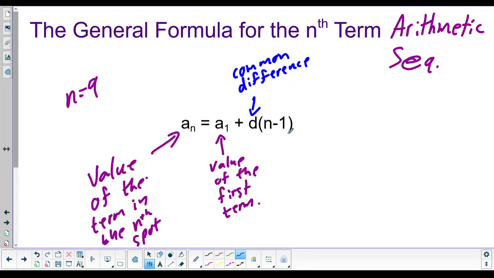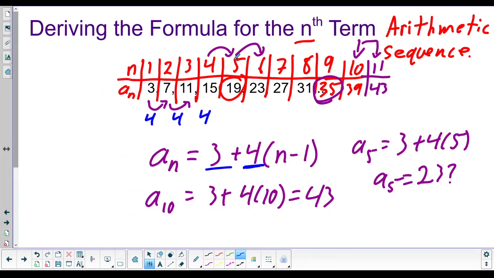And then times n minus 1. This minus 1 is because when we plugged it in, we kept getting the number after the one we wanted. We were adding too many of them. So we had to take 1 off of that to plug in the number before it.